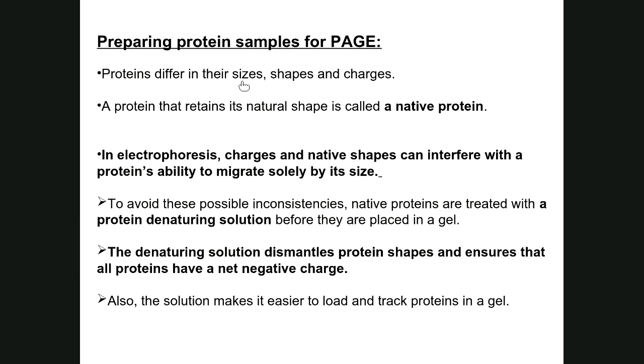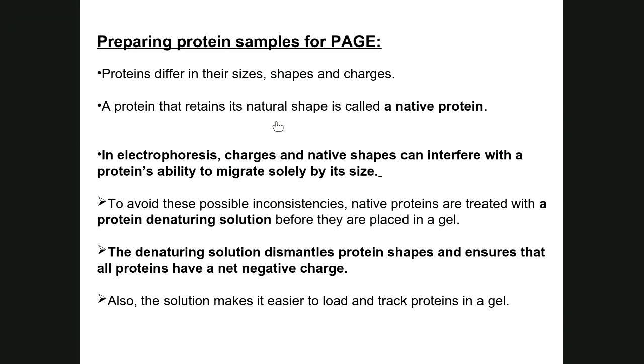Okay, so proteins differ in their sizes, their shapes, and their charges. When a protein is in its natural shape, we refer to that protein as a native protein, or we say the protein is in its native shape. More often than not, if you're working in a biochem lab or cell molecular lab, they'll talk about proteins being in their native shape. It just means their natural three-dimensional shape.